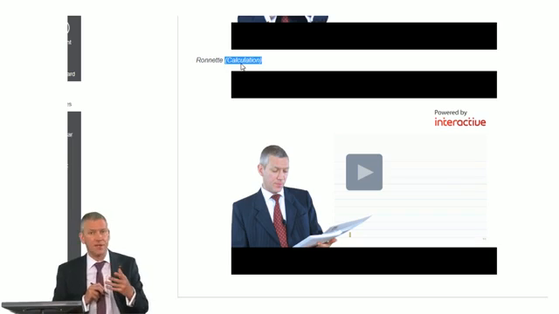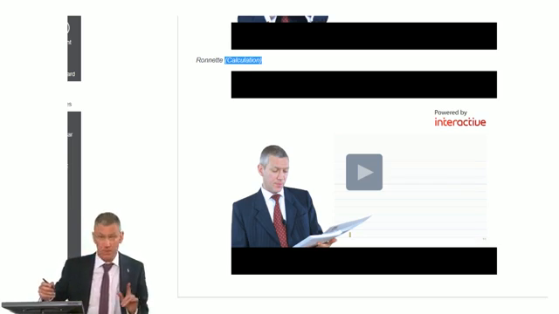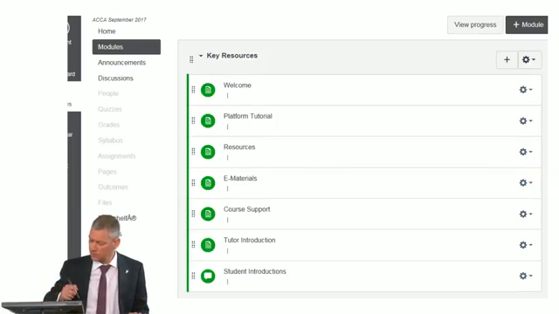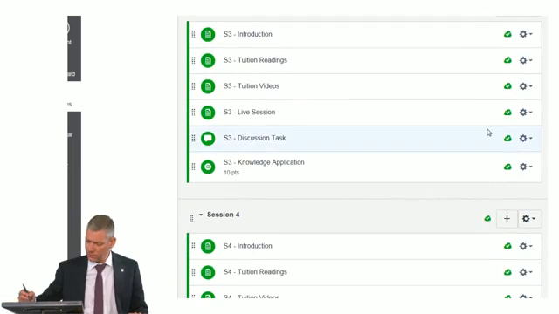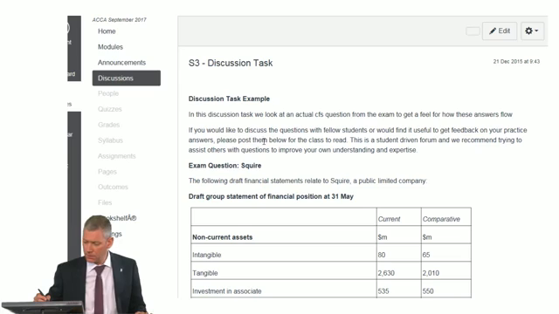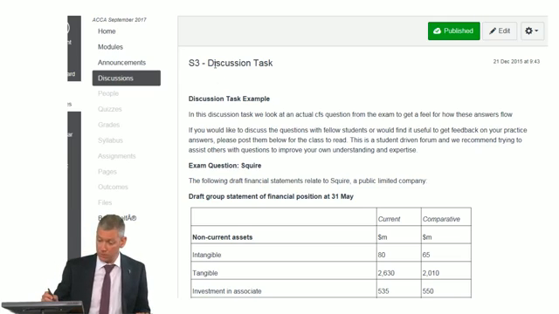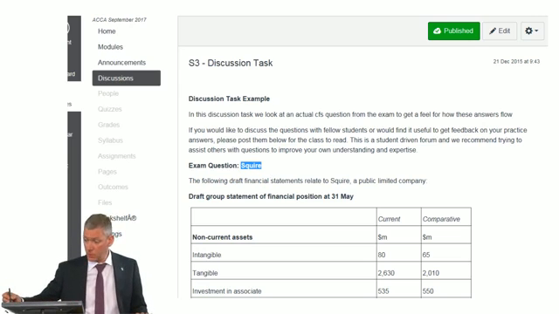And it's very, very similar with the question Squire. Okay, so question Squire, that's today's homework. So not surprisingly it is in session 3. It's in the discussion task again. There we go, so discussion task, session 3, discussion task. There's question Squire. There is Squire.